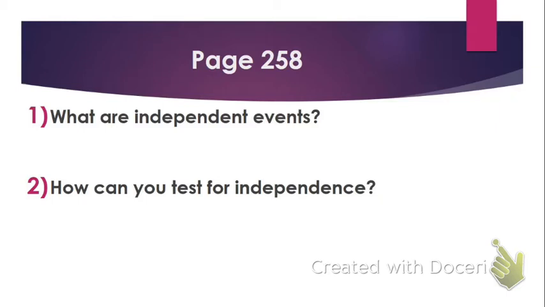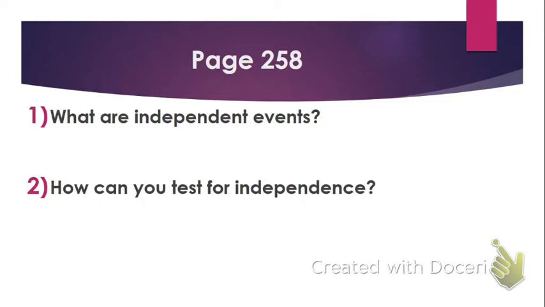An example of 2 events that are independent. My choice of what color shirt to wear today, and the weather in Shanghai, China. These 2 things have absolutely no influence over each other whatsoever.